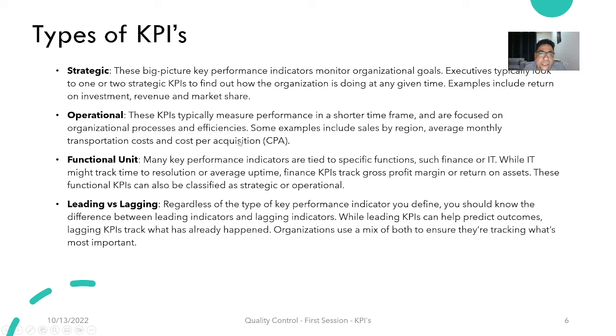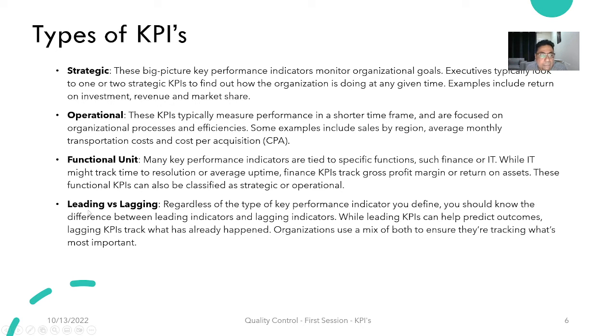Operational KPIs measure performance in a shorter time frame. For example, if we have a short time in which we need to check our performance, we are going to use the operational KPI type. The functional unit, as we see from the name of this type of KPI, can be used for a specific function or department, such as finance or IT. Also, it can be classified as strategic or operational.